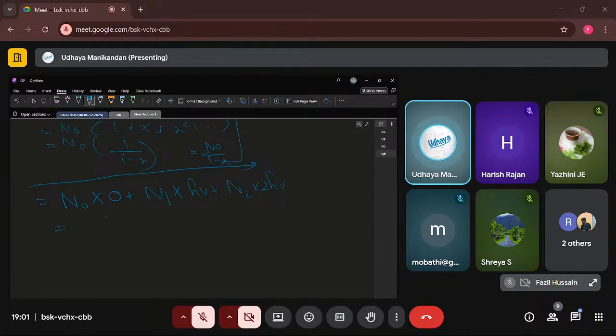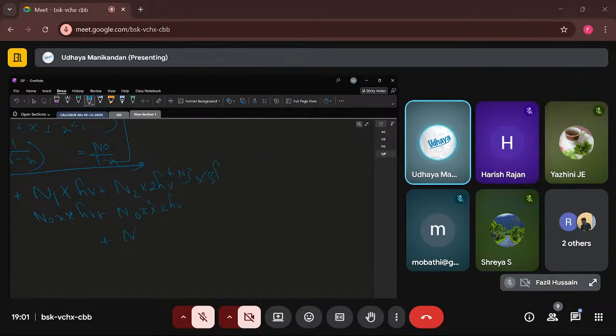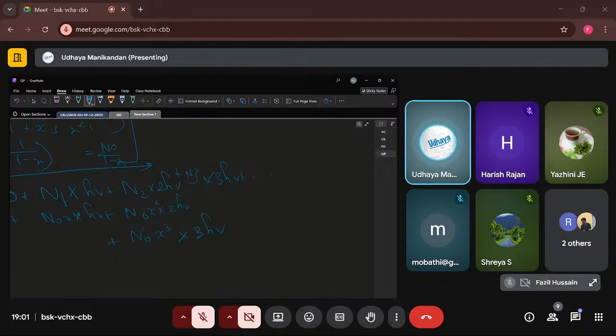So this n0 into 0 will be just 0, plus n1. We just deduced it. What was n1? n0 into e power minus h nu by kT, which was nothing but n0 into x. So this was n0 into x into h nu, plus n2, which would be n0 into x square into 2h nu, and n3 into 3h nu will be n0 into x cube multiplied by 3h nu. This just keeps going on, so let's try to take the commons out.